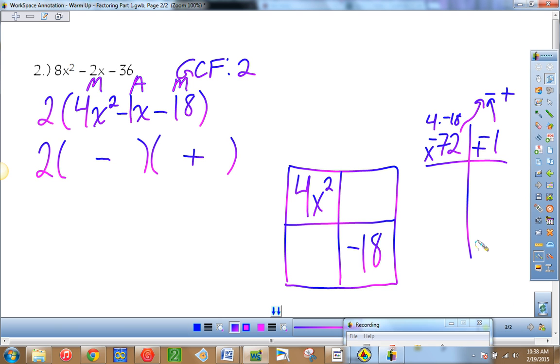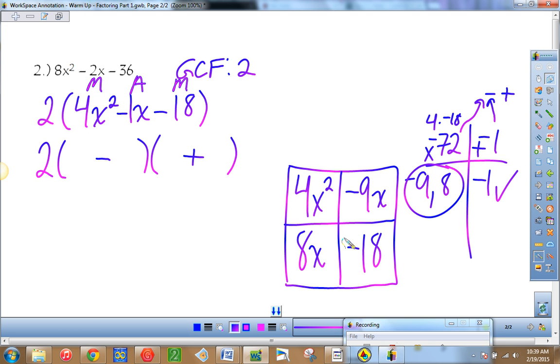So what numbers multiply to give you negative 72? 9 and 8. And if we know the larger number has to be negative, it would have to be that one, right? So what happens when you add those up? Negative 1. It works. Does it matter which order I put the negative 9 and the 8 in here? Doesn't matter.